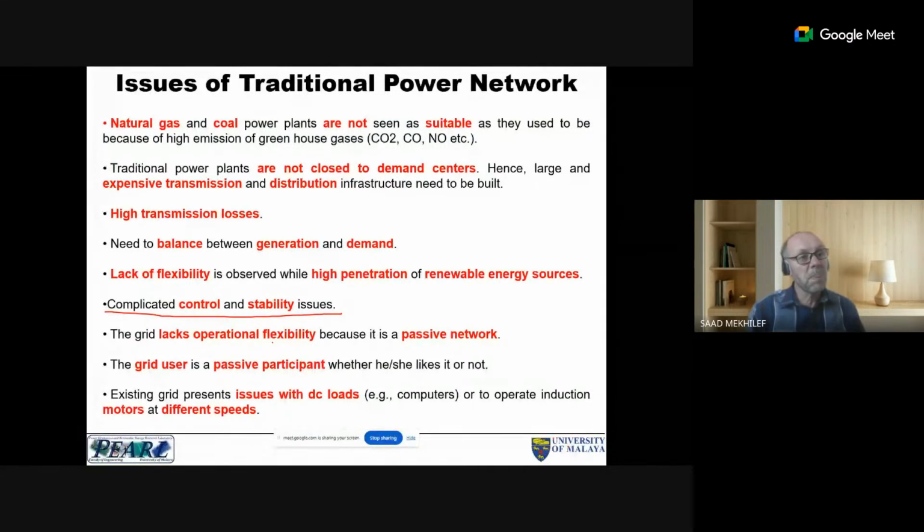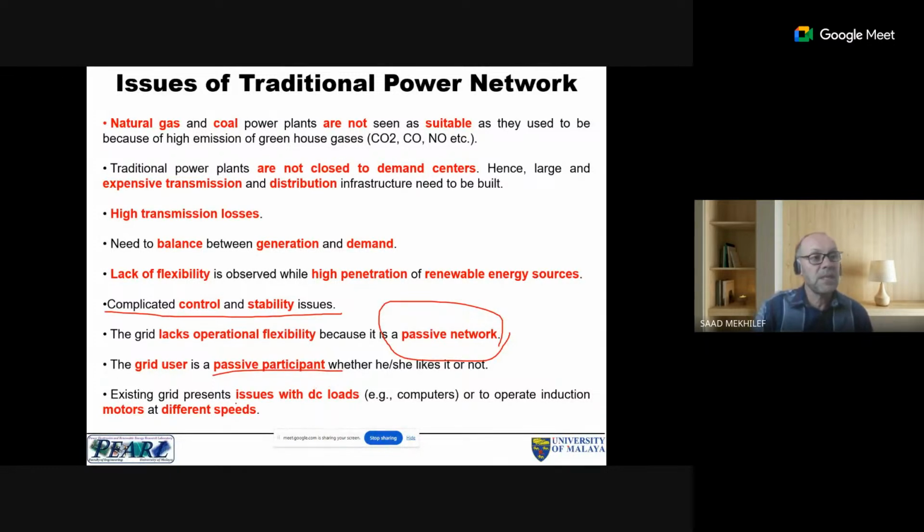Also, it's not flexible, like I said. It does not accept any additional generation, and it is a passive network. What does passive network mean? It means as a user, you cannot generate energy, or you can generate only a limited amount of energy to the grid. You cannot inject a lot of energy. That's why most of the participants or users are passive participants.